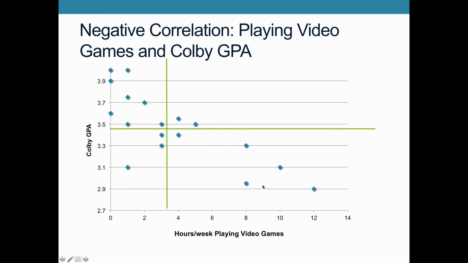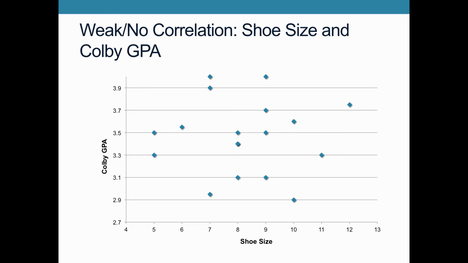And you can imagine that there is no correlation between shoe size and Colby GPA. There's no reason to think that there would be a relationship, and in fact in the data we're not seeing one. So it took the mean of Colby GPA and mean shoe size, and if you look at the 4 quadrants, it's all scattered all throughout, right? You can't see a clear trend going in one way or the other.